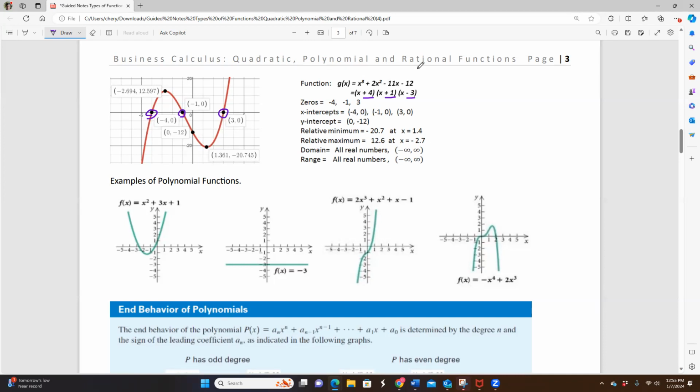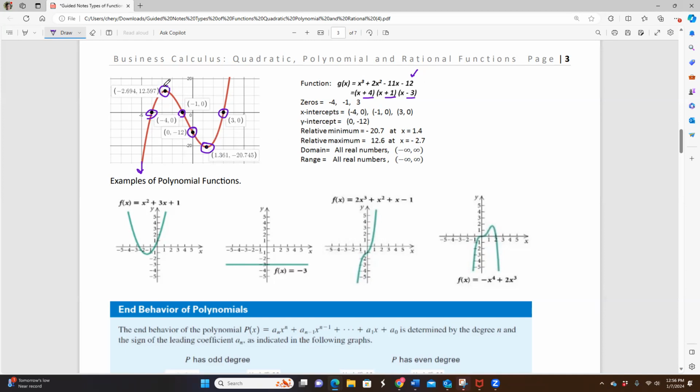Our y-intercept, of course, is this constant out by itself, so -12. And the relative minimum would be, see, we have more minimums that go further down here, but we have a minimum locally at -20.745. It occurs when x is about 1.4.